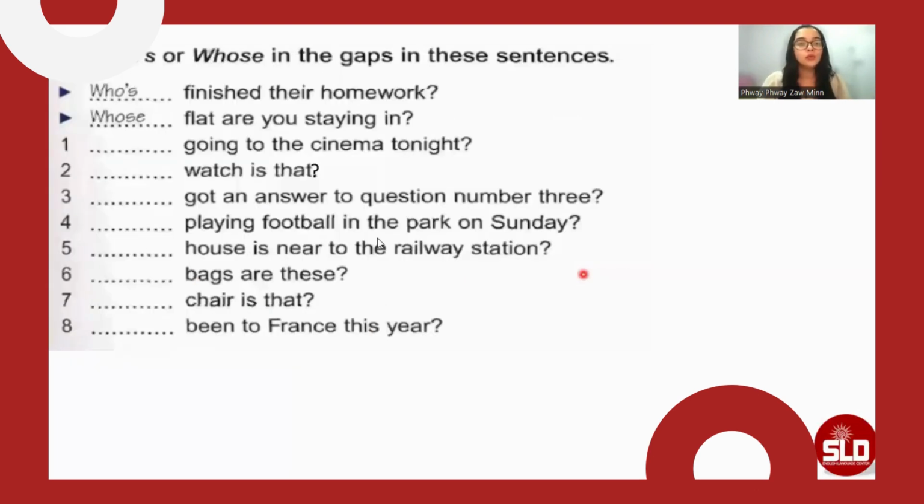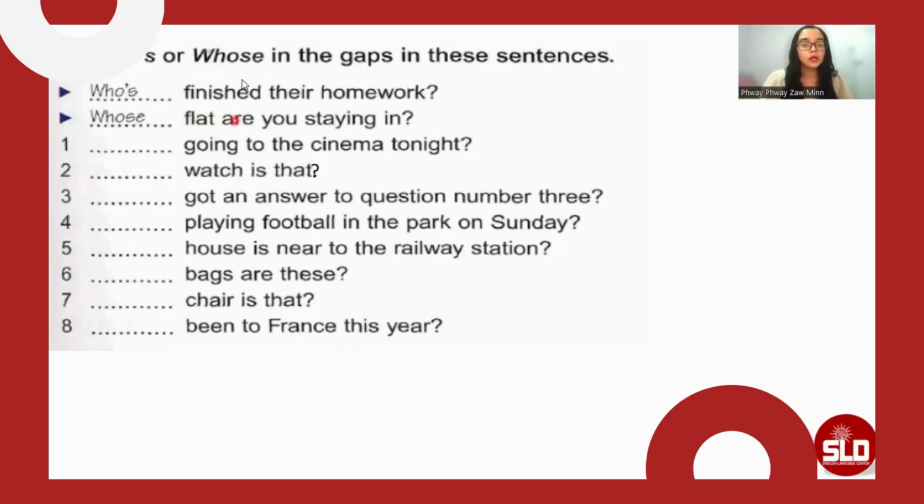Okay, now we will try this exercise. You are filling the blanks with whose or who's. The first one, who's finished their homework? This is like asking about a person, so we use who's, W-H-O apostrophe S. And then next one, whose flat are you staying in? Here, asking about possession, so W-H-O-S-E, whose.